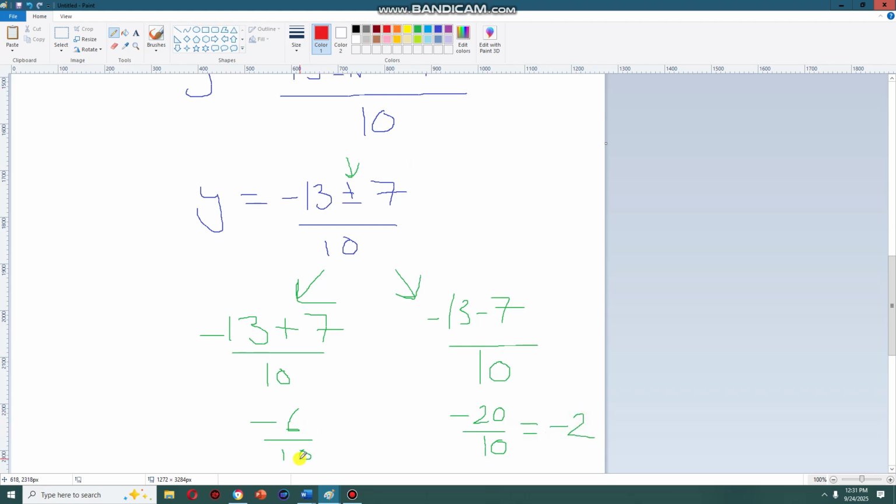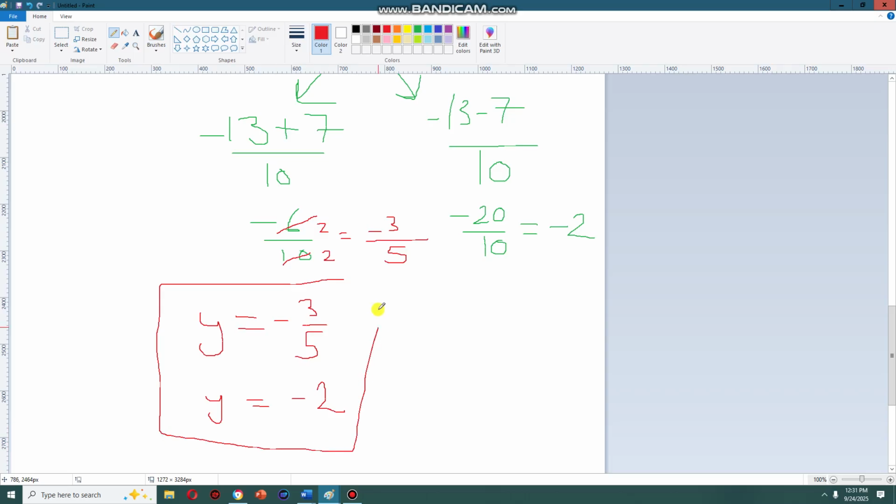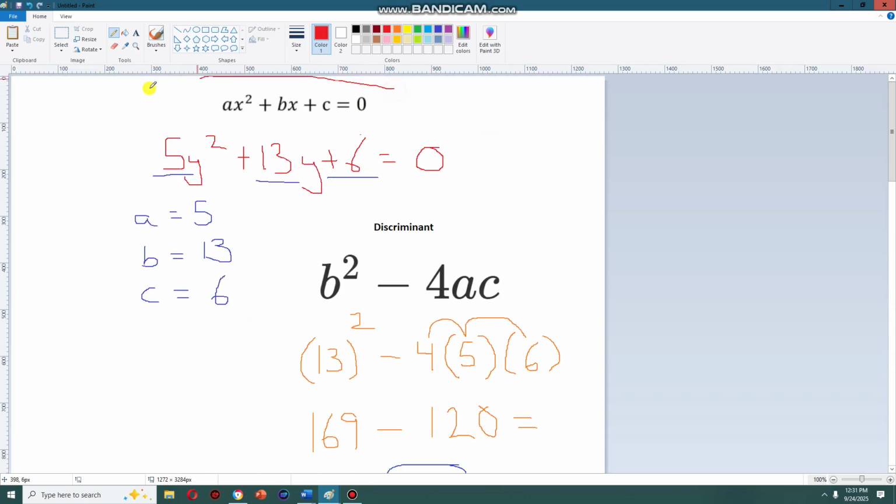This one right here, minus 6 over 10, simplify it. Always simplify it. 6 can be divided by 2. 10 can be divided by 2, leaving me with minus 3 over 5. Final answer of this question, y is equal to minus 3 over 5, and y is equal to minus 2. And there we go. We have found the solution to this quadratic equation.